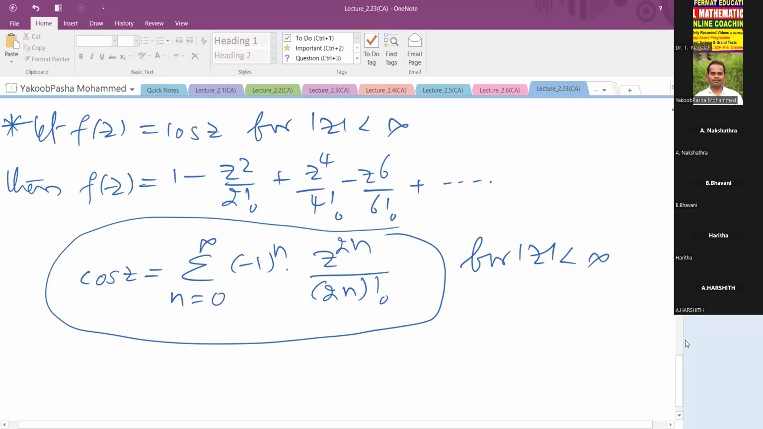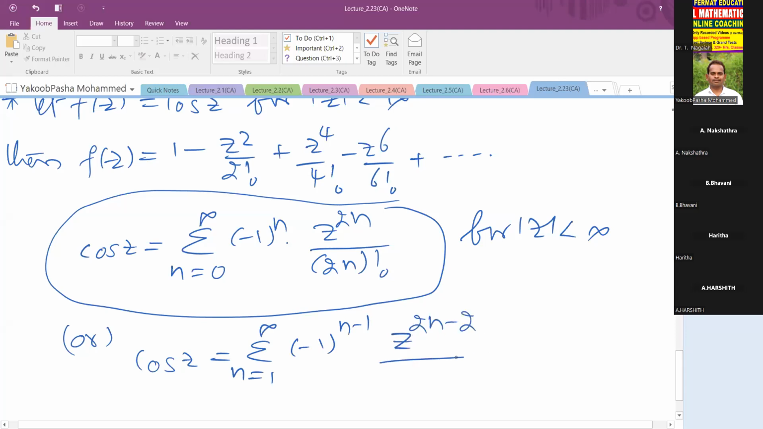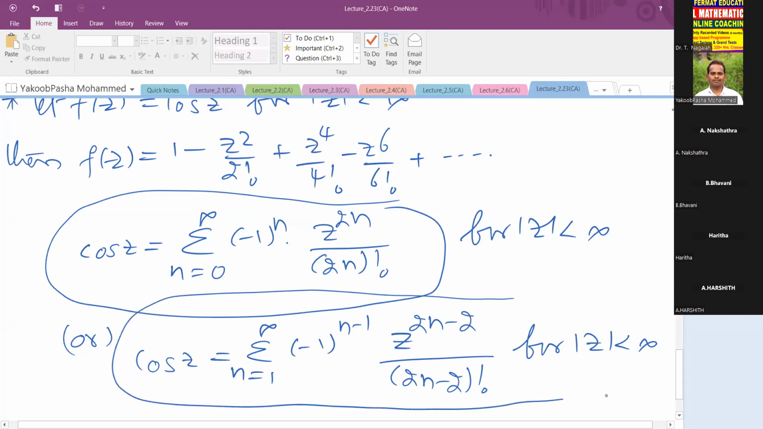Similarly, we can write another form for the expansion of cos z. This cos z is equal to summation n is equal to 1 to infinity, minus 1 to the power of n minus 1 into z power 2n minus 2 even terms, divided by 2n minus 2 factorial, for modulus of z less than infinity. This is another expansion of cos z.